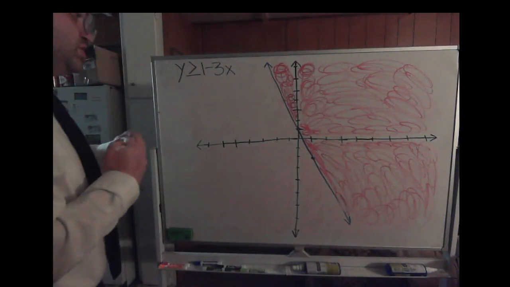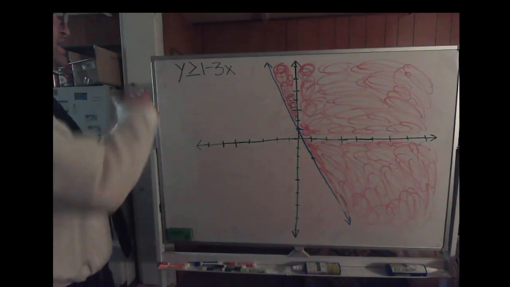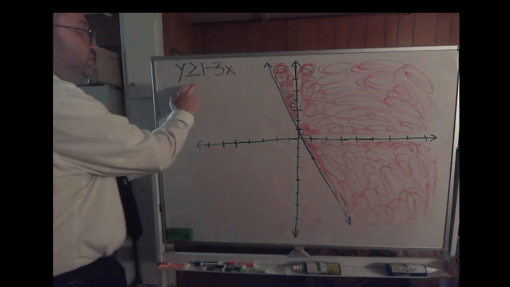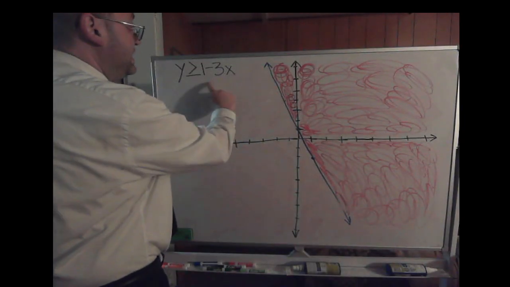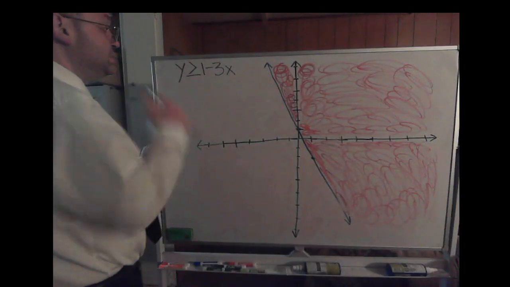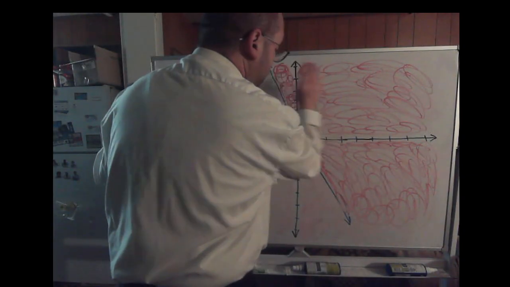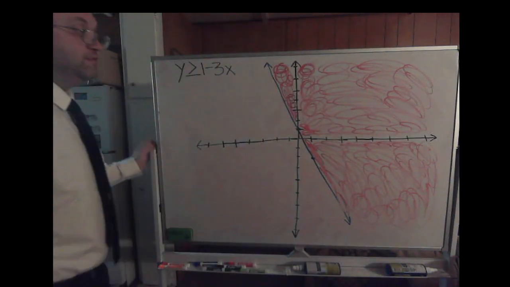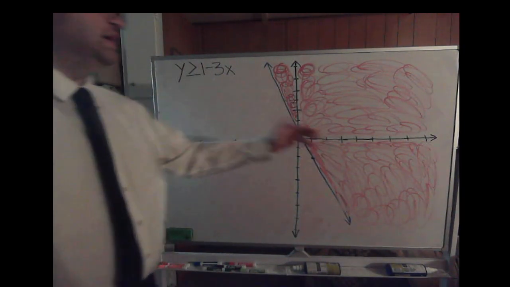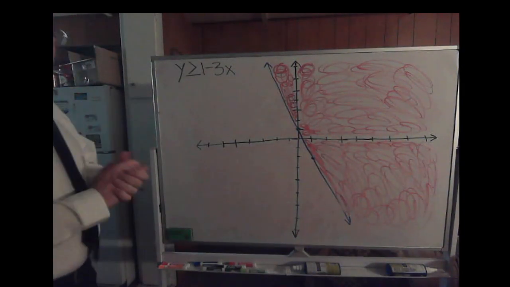Alright, so for your solution set to this, since it's got the equal component, you draw a solid line through y equals 1 minus 3x. And then, since it's got the greater component, you're going to shade everything above the line, or I should say to the right of it. It looks like it's almost to the right of it, but really that's above the line, since y is greater. And that's how you would do it.